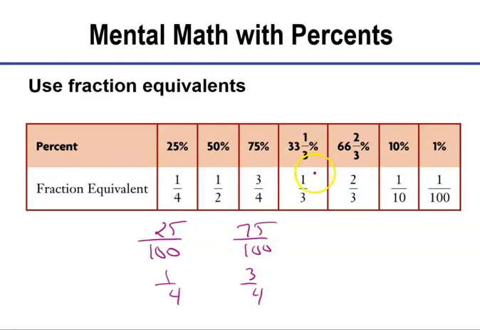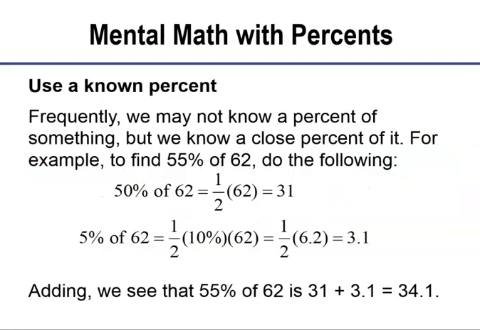33 1/3% is 1/3. That's a good one to know, because often you think 33% is 1/3, but it's really 33 1/3, because 1/3, remember, is a repeating decimal. Same thing with 66 2/3%. That is the number 2/3. 10% is 1/10. 1% is 1/100. It's really good to know these yourself and talk to your students about that. So use a known percent. Frequently, you may not know a percent of something, but we know a close percent of it.